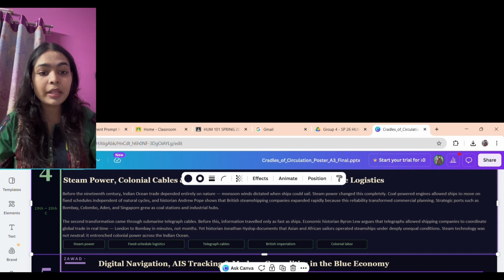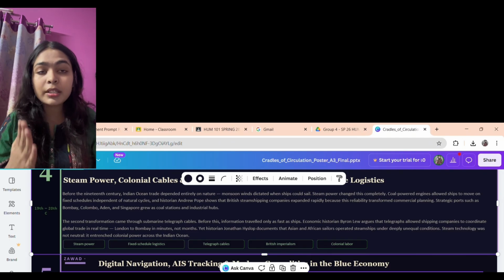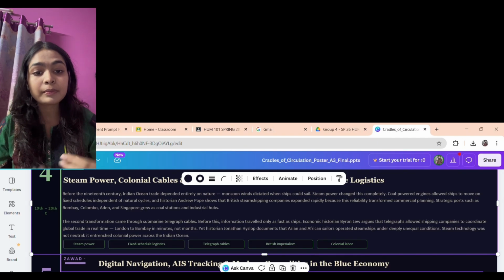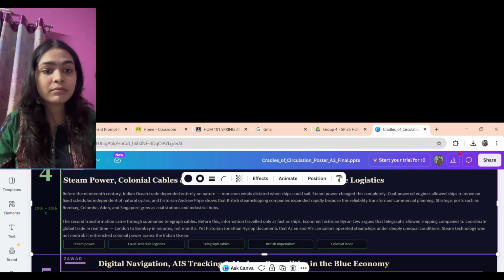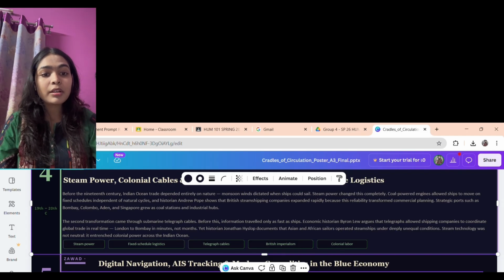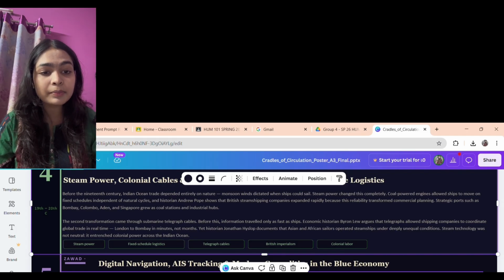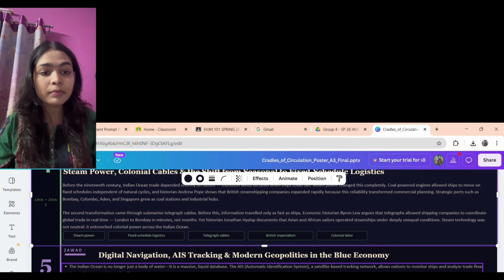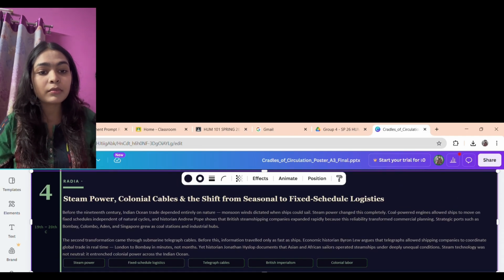The Indian Ocean became part of an integrated imperial communication network linking Europe, Asia, and Africa. However, while these technologies increased efficiency, they also expanded colonial control. Britain dominated many of the submarine cable routes and used them for military coordination, commercial management, and political control. In other words, communication networks became tools of empire.